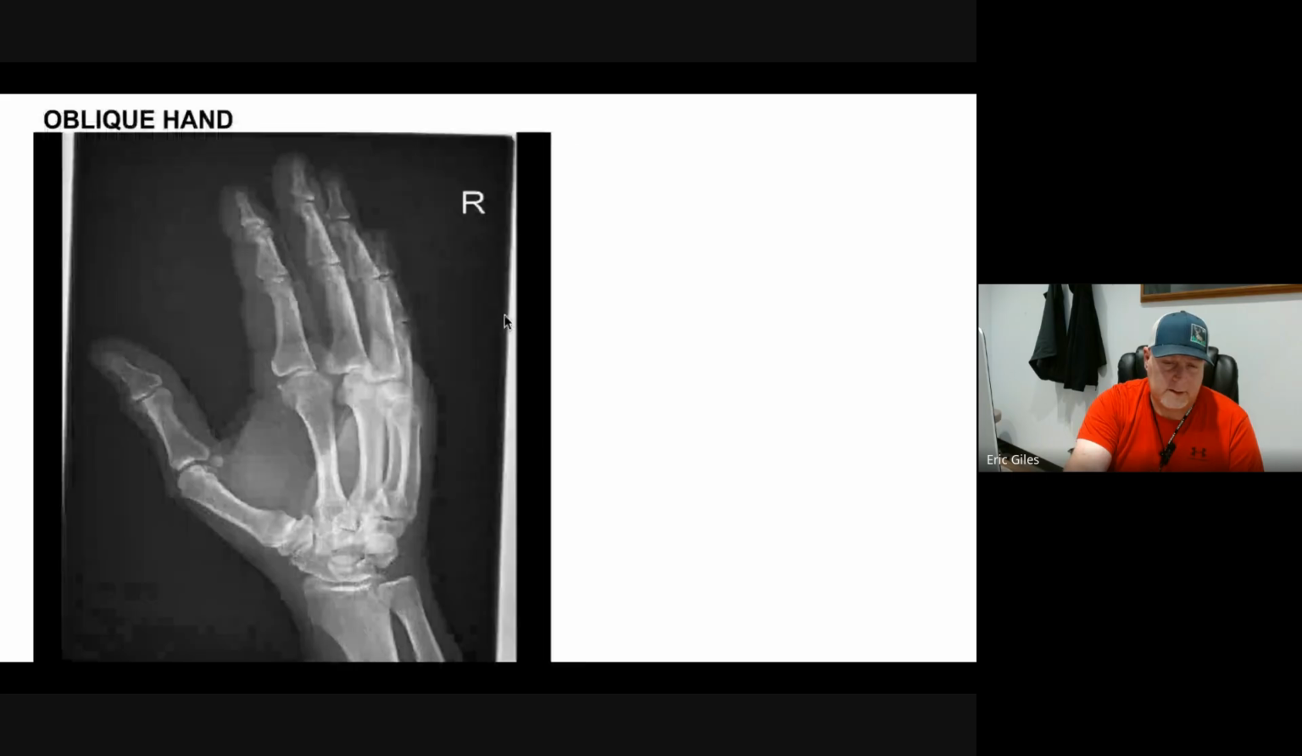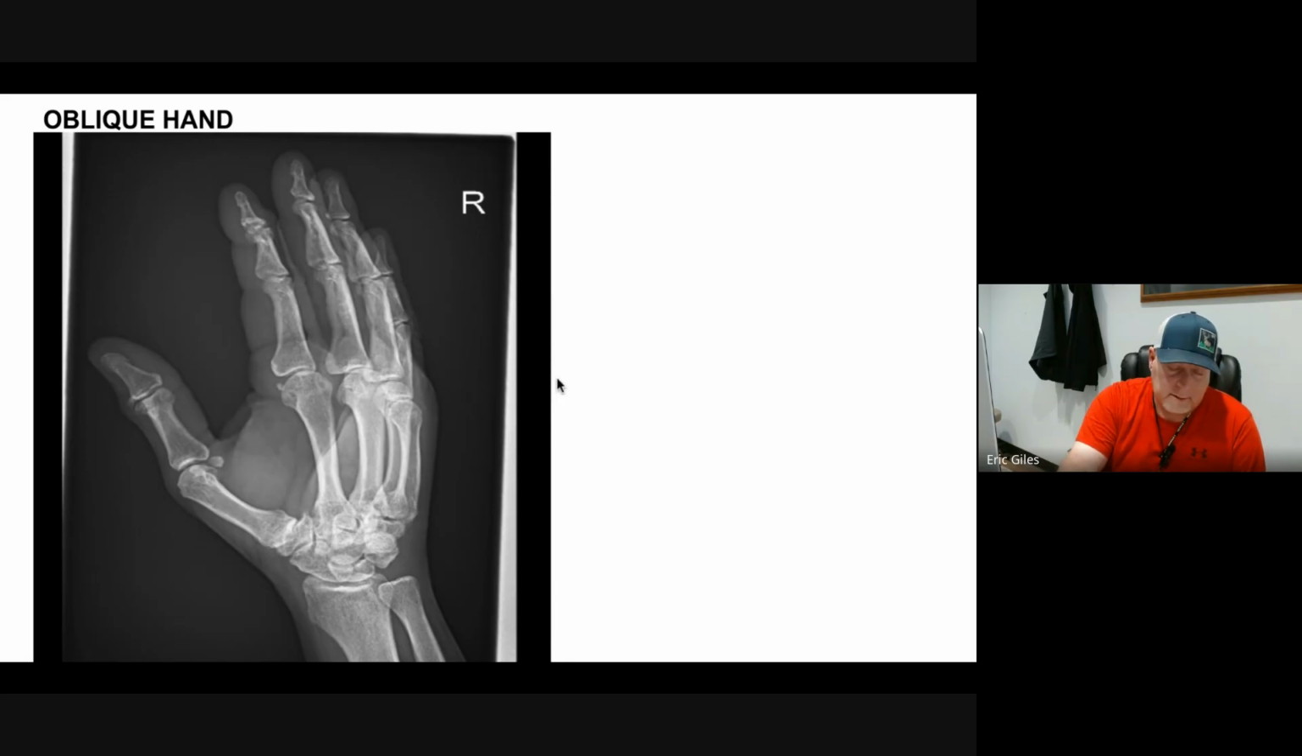Let's move on to the oblique here. Okay, the oblique's a little different. It's not a great image. Just looking at it, I can tell that is an oblique hand. It's a 45-degree hand, which is what we're doing to get a little bit different angle of the bones, right? So positioning wise, we're a little bit steep in our oblique.